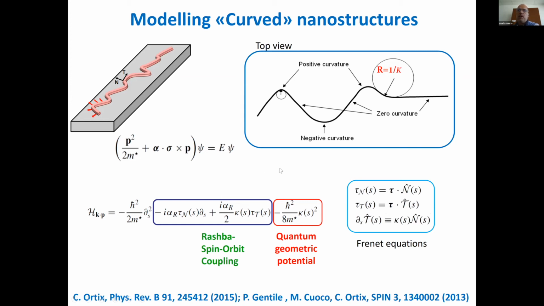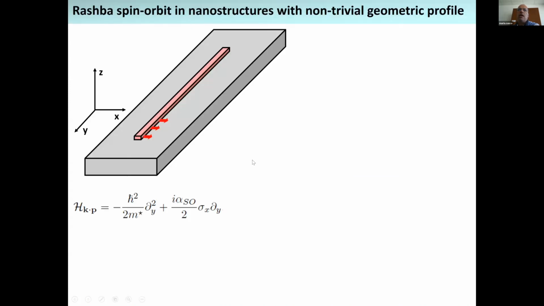And so the first question I would like to touch on: we know that if you have a straight channel, your electrons will move and your spin will be locked to the propagating mode. For example, if the momentum is along y, your spin will be along x.